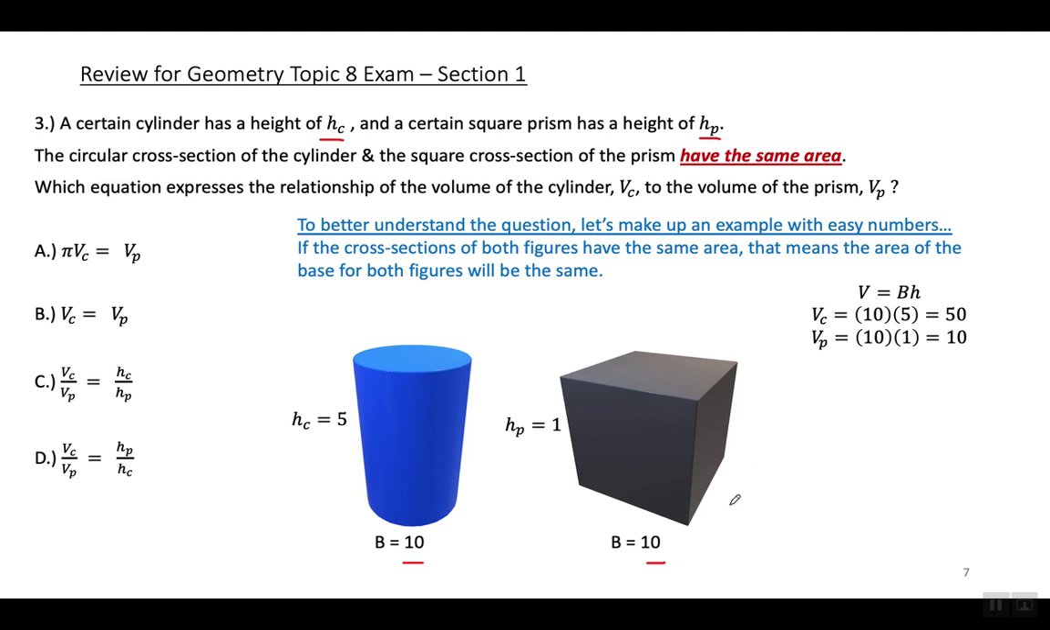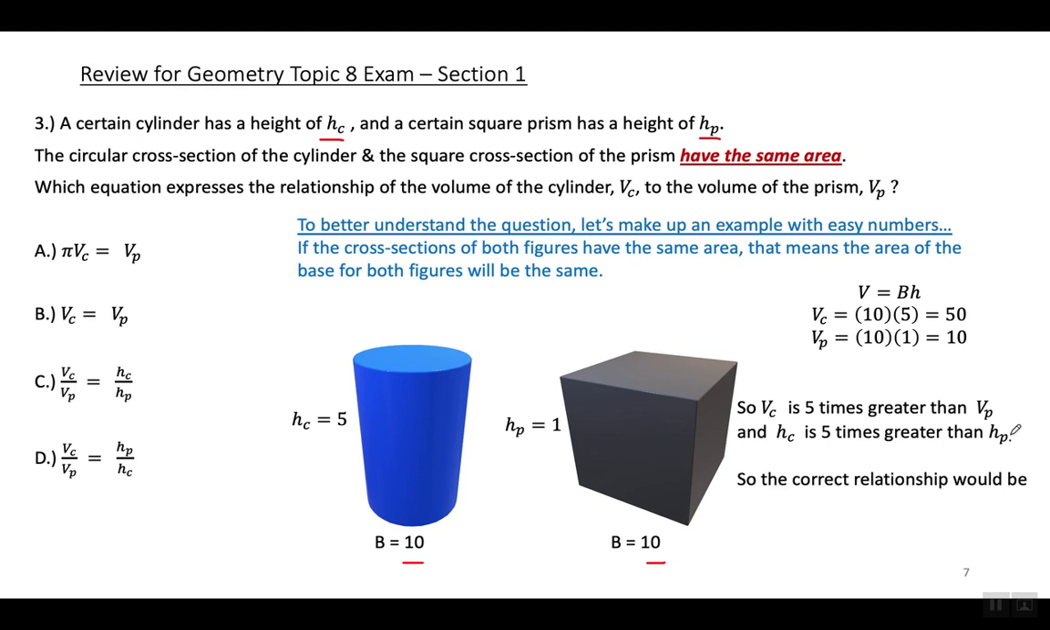Okay, now let's compare what we have here, okay? The volume of the cylinder with these numbers is 5 times greater than the volume of the prism. And the height of the cylinder, which I made 5, is 5 times greater than the height of the prism. Okay, so the correct relationship out of what's here would be the volume of the cylinder over the volume of the prism equals the height of the cylinder over the height of the prism.